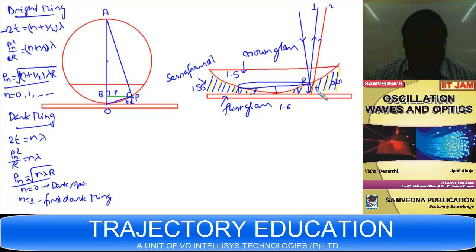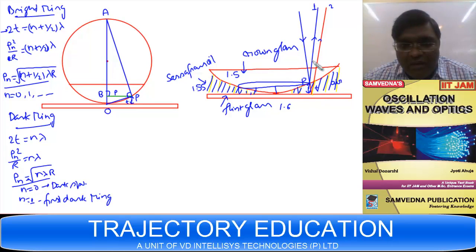So in this case, beam 1 is getting reflected from the rarer to denser interface. This is 1.55, this is 1.5, this is 1.55. Similarly, beam number 2 is also getting reflected from the rarer to denser interface. So both are suffering a phase change of pi. And since both are suffering a phase change of pi, their path difference will be just 2 mu t.